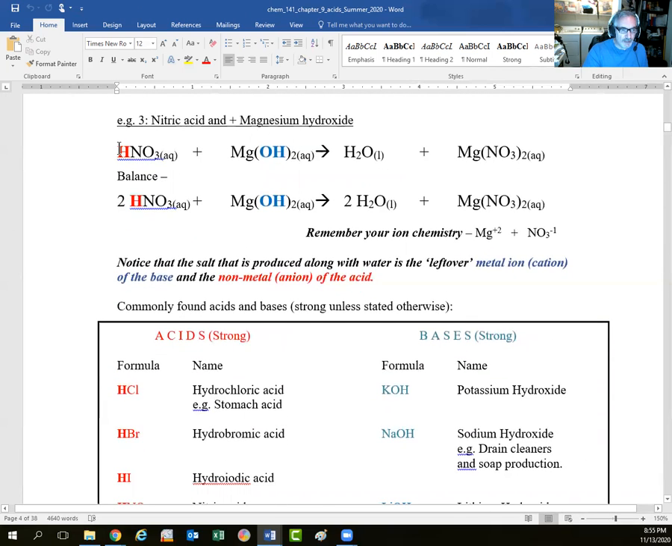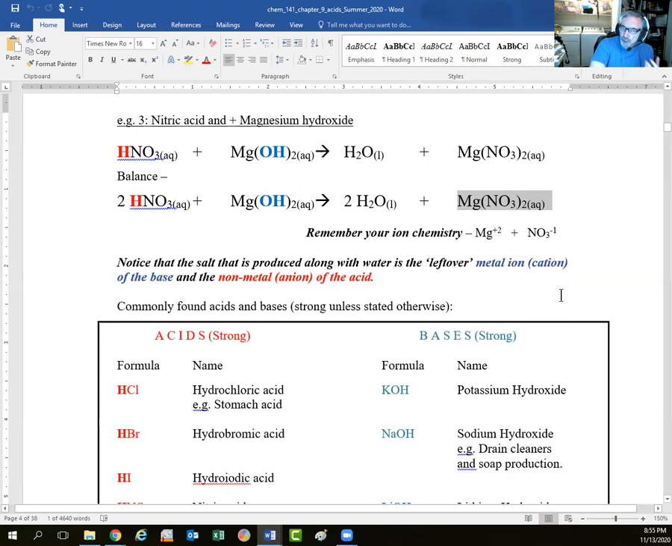Similarly with nitric acid, take the hydrogen from nitric acid, the hydroxide from magnesium hydroxide. We actually need two hydrogens from the acid because we've got two of those hydroxide ions. So we need a hydrogen for both of those ions. We'll form two molecules of water, and the leftover bits, the magnesium and the nitrate, allow us to form magnesium nitrate as a side product.